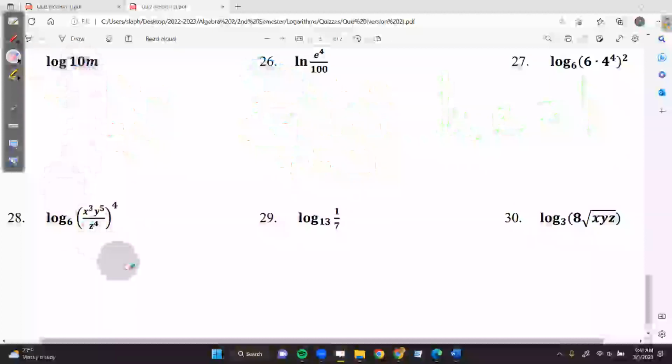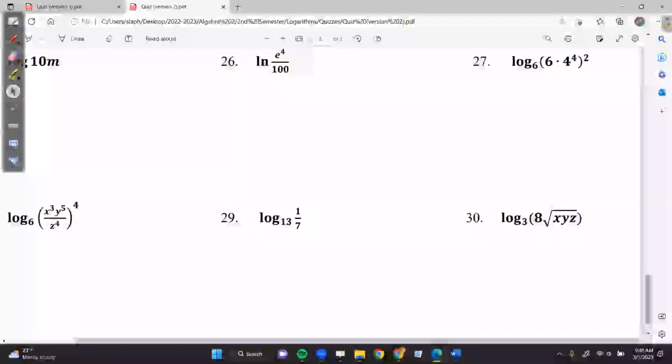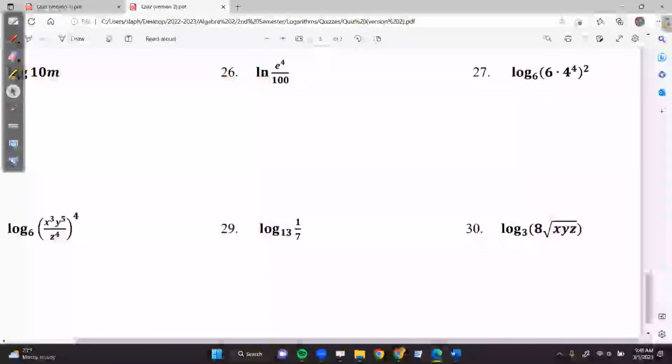Question number 27 has us dealing with a bunch of crazy exponents and whatnot. So what I'm going to do is first take this 2 and feed it onto the 6, and feed it onto the 4. I know those are small arrows, but you can kind of see what's going on. So the problem as rewritten now is log base 6 of 6 squared times 4 to the 8th.